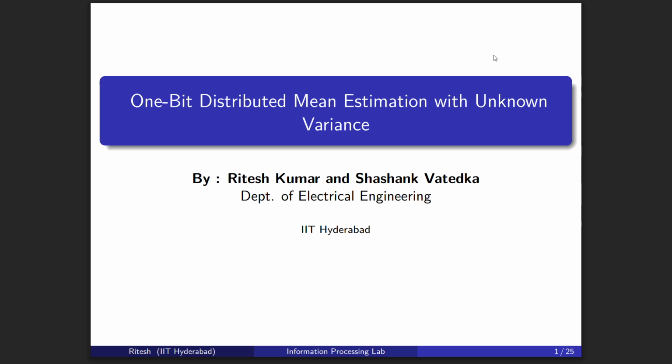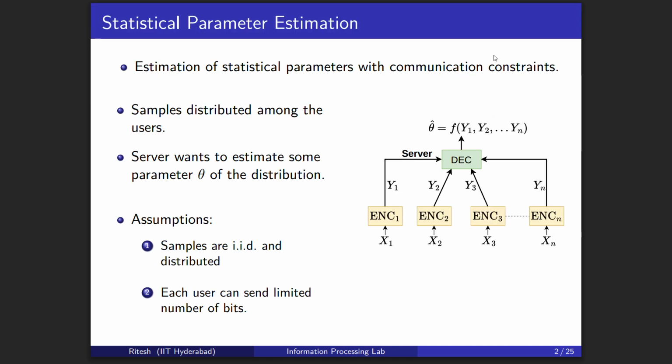Hi all. In this video, I'm going to talk about our research on one-bit distributed mean estimation with unknown variance. In this work, we will consider the statistical parameter estimation problem. In this, we have considered samples are distributed among the users and the server wants to estimate some parameter of interest theta in the form of theta hat using the shared information from the clients.